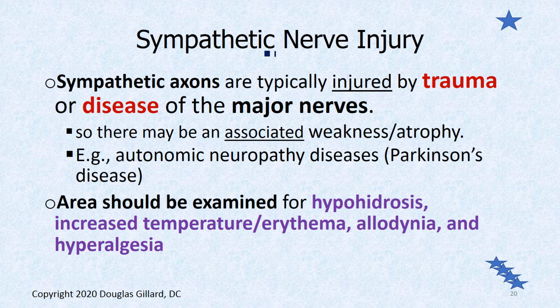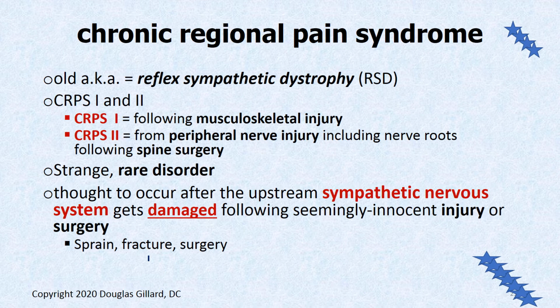Another thing that happens with the sympathetic nervous system is something called allodynia and hyperalgesia. Patients get really, really sensitive to the touch. You can't even put your hands on them and it hurts. That's called allodynia. And that brings us to, I took a lot of these slides out, this lecture used to be way too long, chronic regional pain syndrome.